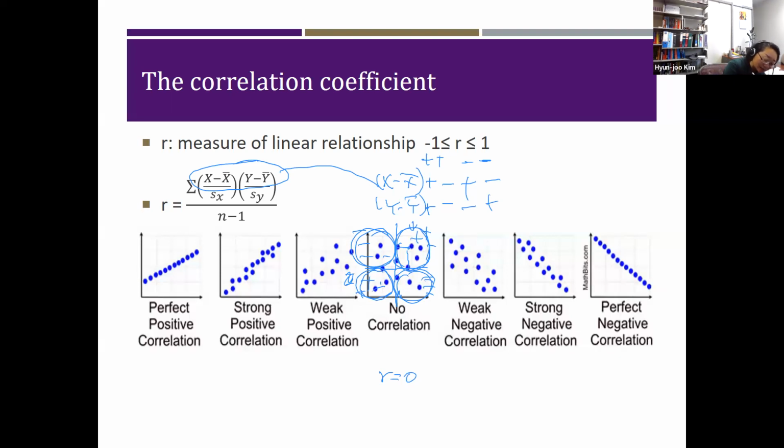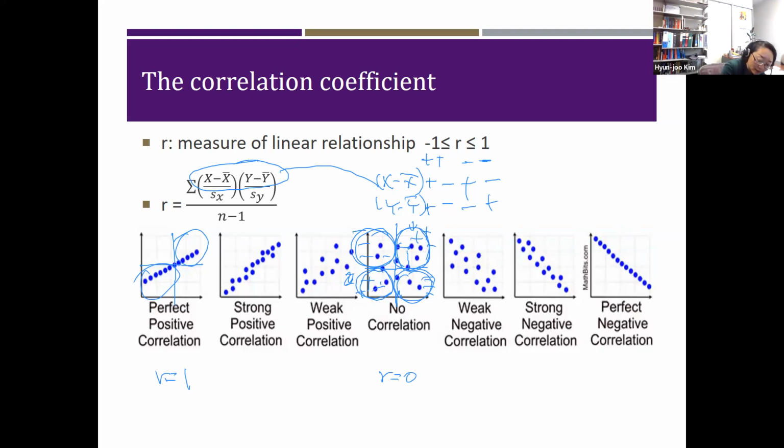When you have a perfect positive, here we are, your data set is mostly on this side and this side, right? Which means if you multiply those two values, you will always have positive values. And then you scale it with the Sx and Sy and n minus 1. So what's going to happen to your R is it will be close to 1. So when you see R is equal to 1, that means it is perfectly positively related.